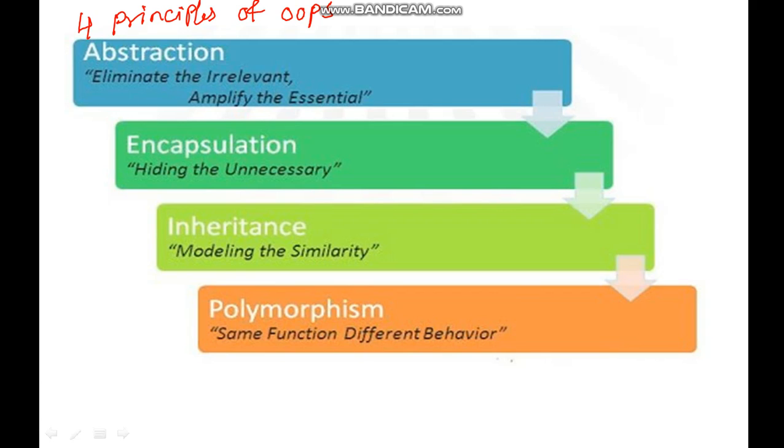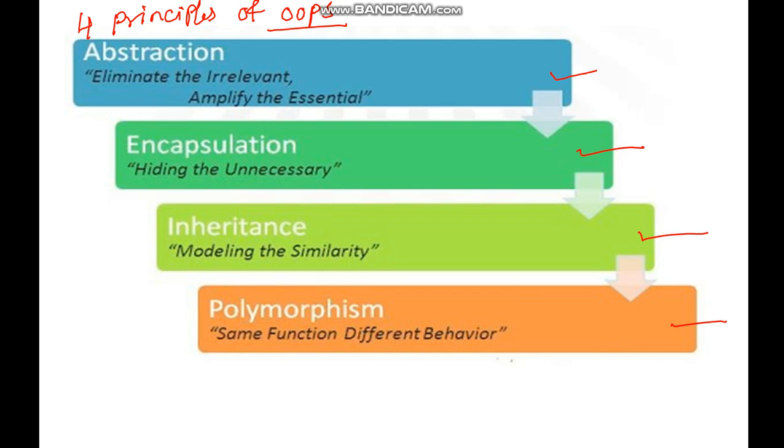Dear students, in this session we are discussing the four principles of OOPS, or object oriented programming. First principle is called abstraction, or data abstraction. Second one, encapsulation. Third one, inheritance. Fourth one, polymorphism. We will see these four principles one by one deeply.